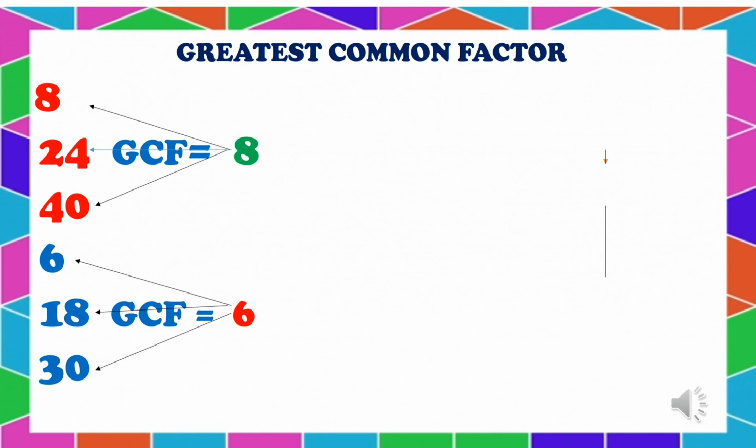Okay, next example, 6, 18, and 30. So what is the smaller number? So we have 6 as the smaller number. Again, we will apply the rule of divisibility of numbers. So since our smaller number is 6, we will look into the second and third number, which are 18 and 30, to see if they are divisible by 6. So, applying the rule of divisibility of 6. What is the rule of divisibility of 6?